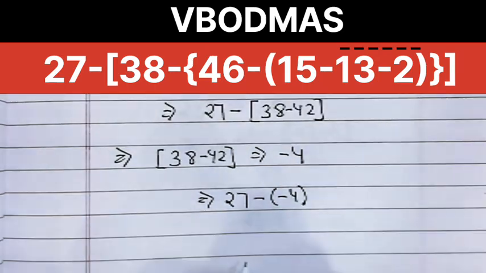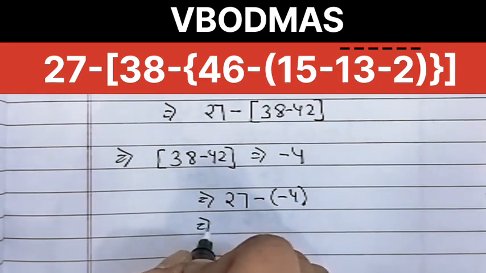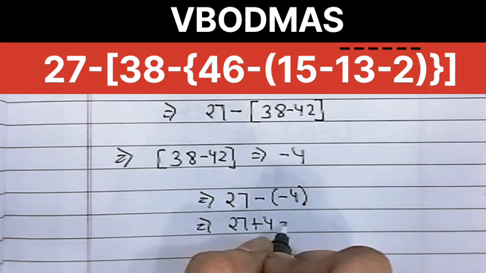So now the final calculation: subtracting a negative number is the same as adding. So 27 plus 4, and you will get 31.